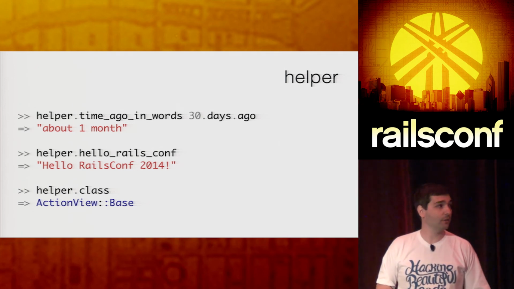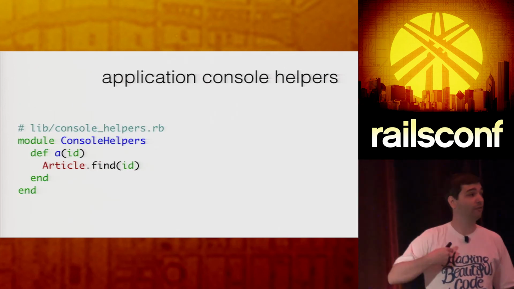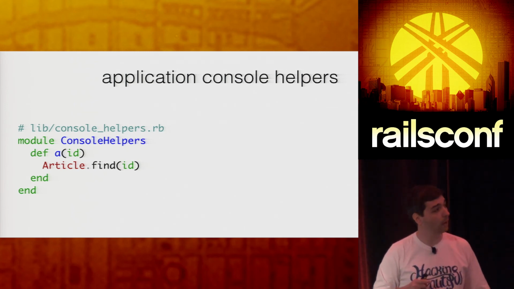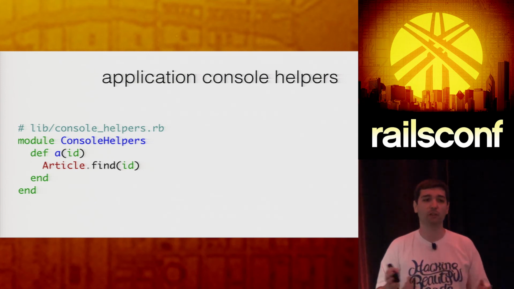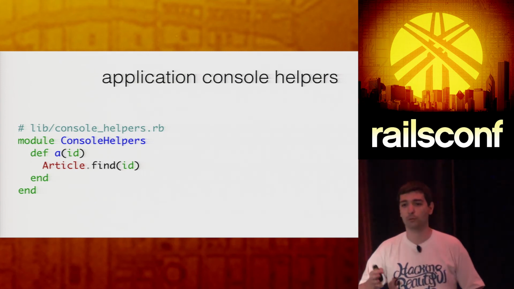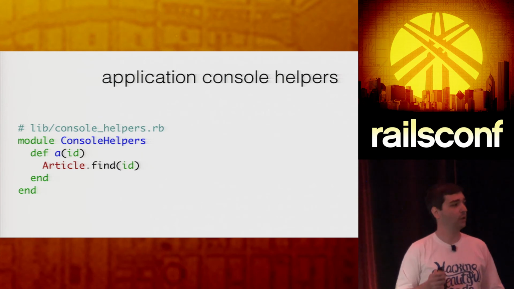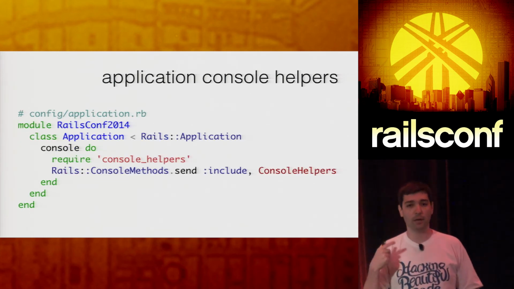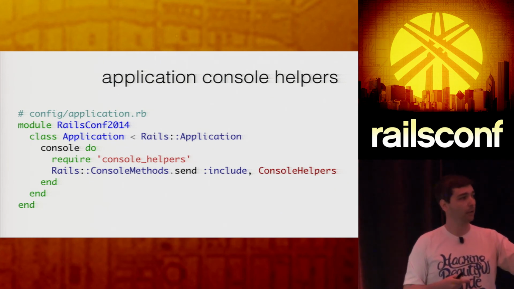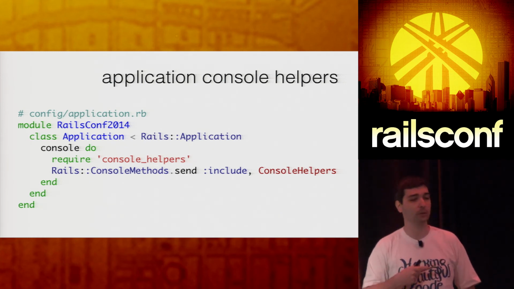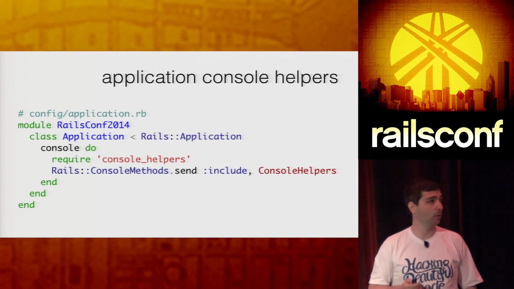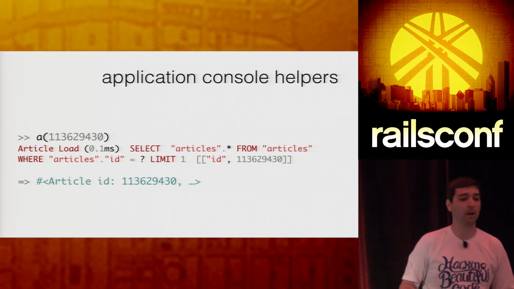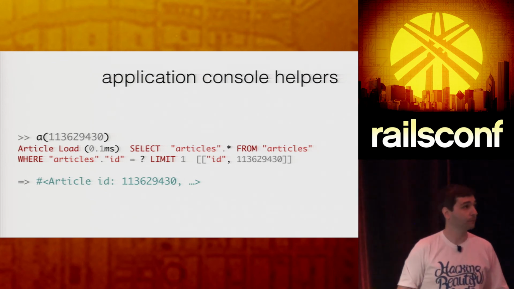And you can call any helper on that to test them. You can also define your own helpers in Rails. So here I added a lead console helpers with an A method. Let's say every time I open the console, I need to find an article to do something quick to test, whatever. So I define a shortcut for that, and I can open up a console block in my Rails application file, require that console helpers, and include in Rails module. So it's going to be available for me wherever I want to type something in the console. It's a shortcut for my daily usage, right?